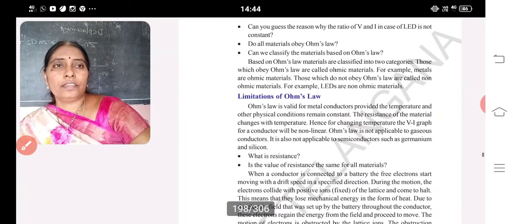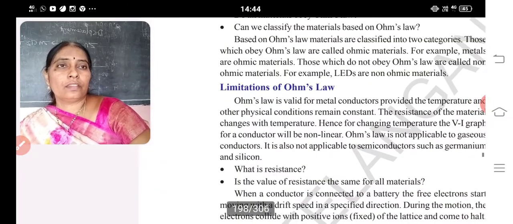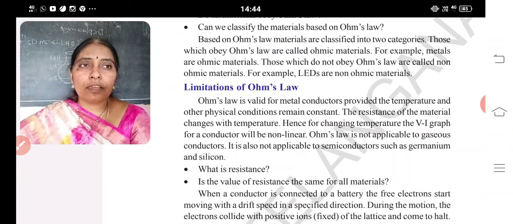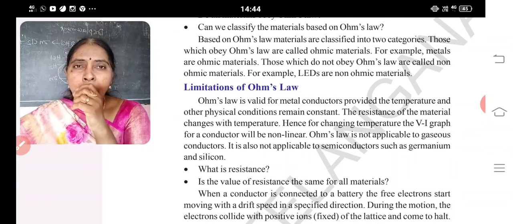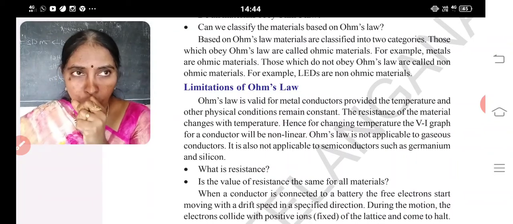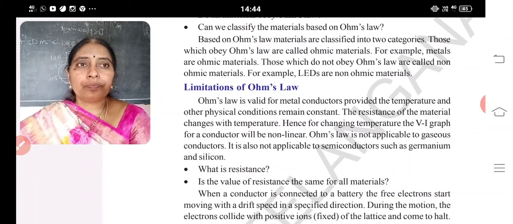Clear? Those which obey Ohm's law are called ohmic conductors. For example, metals are ohmic conductors. Those which do not obey Ohm's law are called non-ohmic materials. For example, LEDs. Okay.